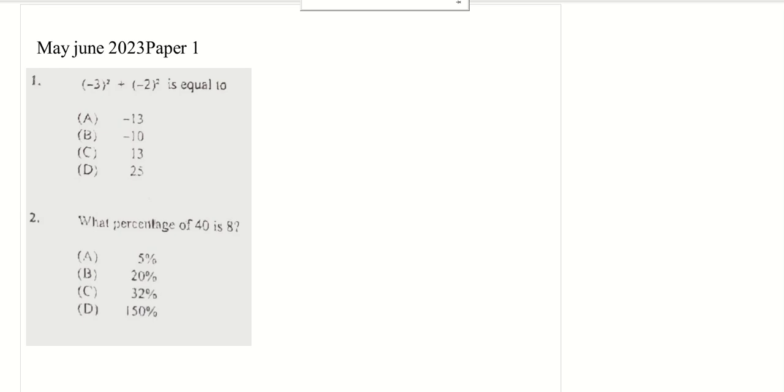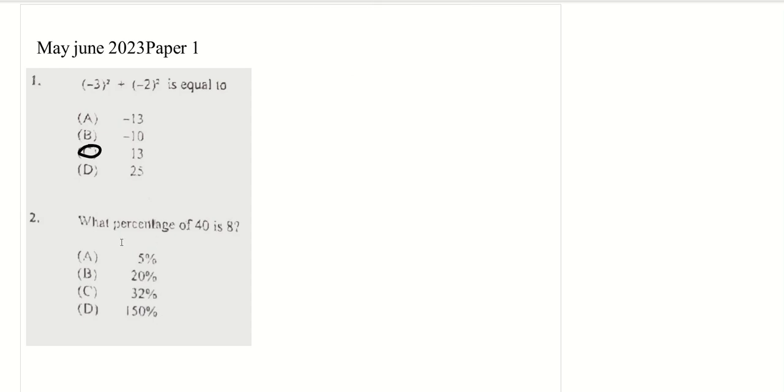Right? Minus 3 squared plus minus 2 squared. Minus 3 squared means minus 3 by minus 3. And minus 2 squared is minus 2 by minus 2. Minus 3 by minus 3 is 9. Minus 2 by minus 2 is 4. 9 plus 4 is 13. So the answer for this would be 13.